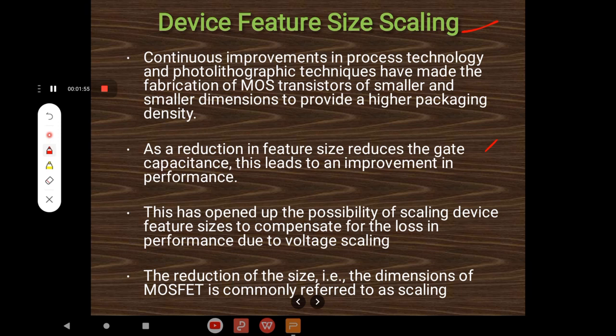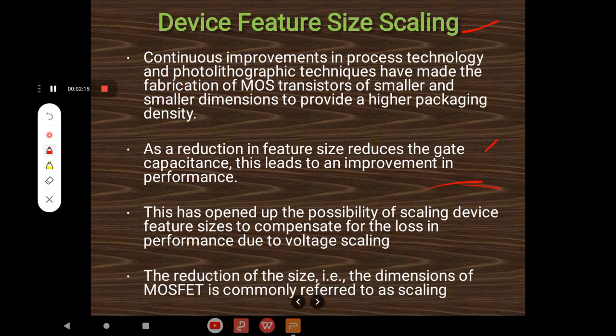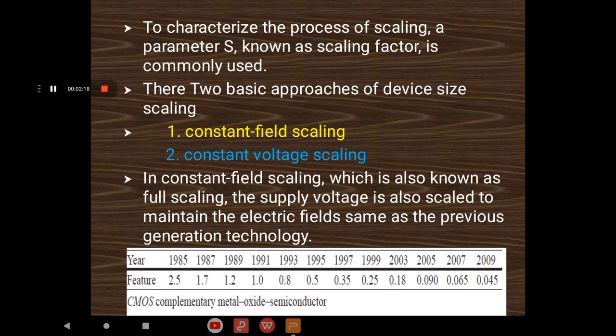But if you go for the device feature size scaling, this is one of the possibilities. The gate capacitance will be reduced. That improves the performance of the corresponding circuit also, as well as the reduction of the size, the dimension of the MOSFET, generally called scaling. Right? So to characterize the process of scaling, a parameter known as the scaling parameter is used for representation. There are generally two basic approaches for the device scaling.